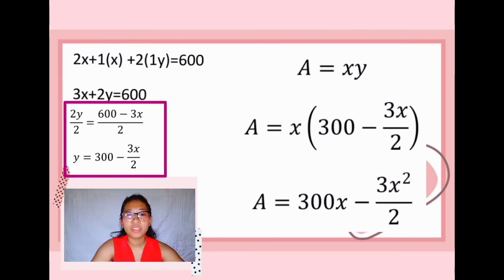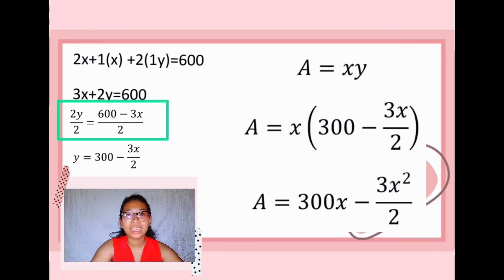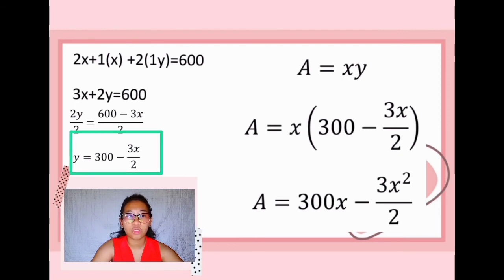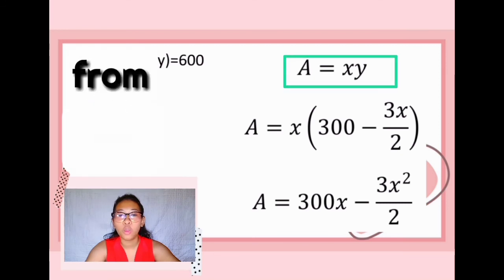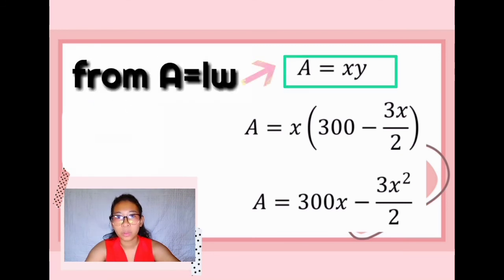Then express everything in terms of one variable. So in terms of one variable, we can now solve for y in terms of x. That is 2y is equal to 600 minus 3x, all over 2. Then to simplify it further, we have y is equal to 300 minus 3x over 2. What we are looking for is the dimension of the largest lot. Therefore, we have the area of the rectangle, which is A is equal to x times y.